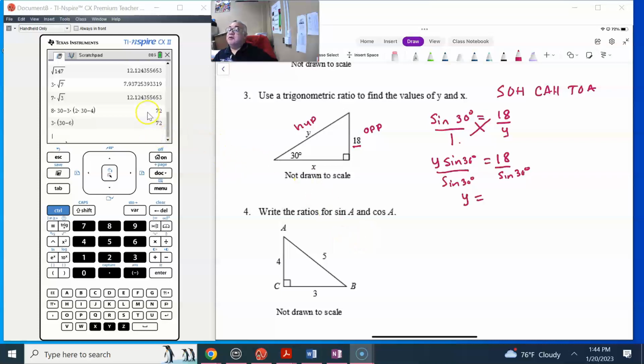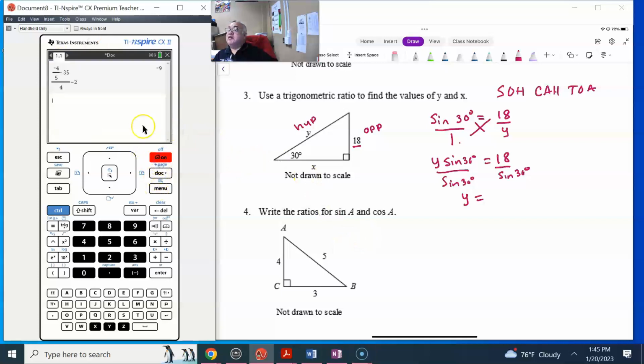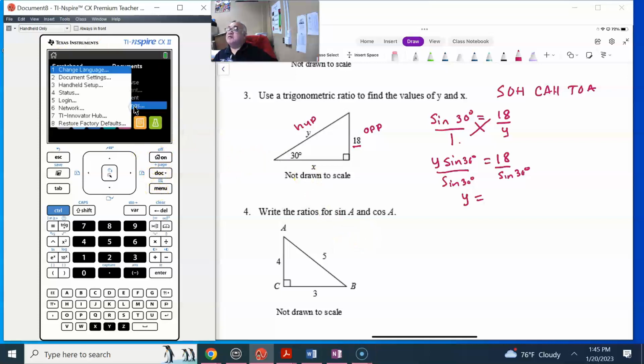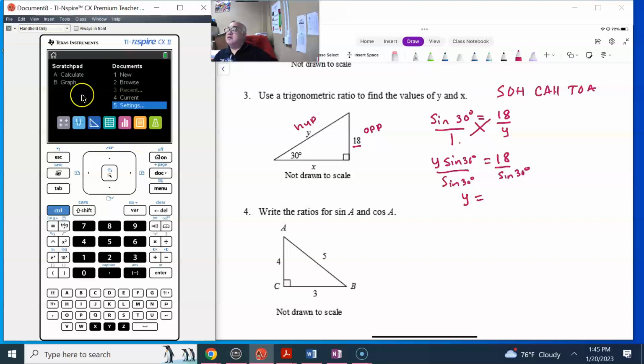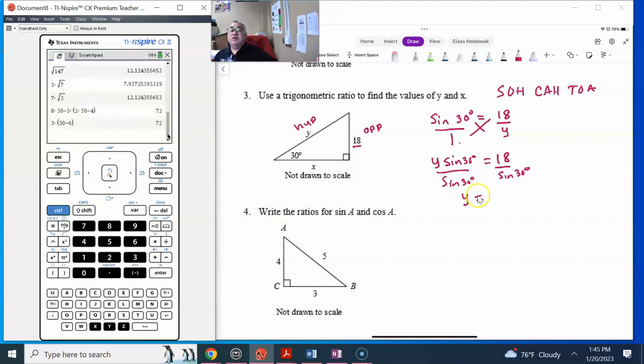Before we do any calculation, make sure that your settings are correct. Make sure that your document settings are in degrees, angles in degrees. So now to find the y value, I'm going to get 18 and divide, and then go to trig, the sine of 30. And your answer is 36. So this is 36. We're not done.